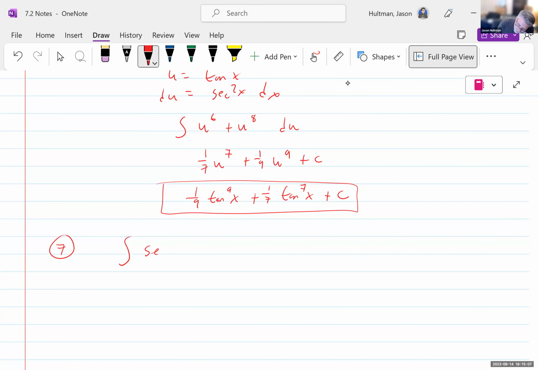What's the integral of secant cubed x dx? Well, is tangent odd? Nope, there's no tangent. Can you break it up? Yeah, you could break it up. What do you want to break it up into? Into secant squared x and then a secant x? Okay, sounds good.